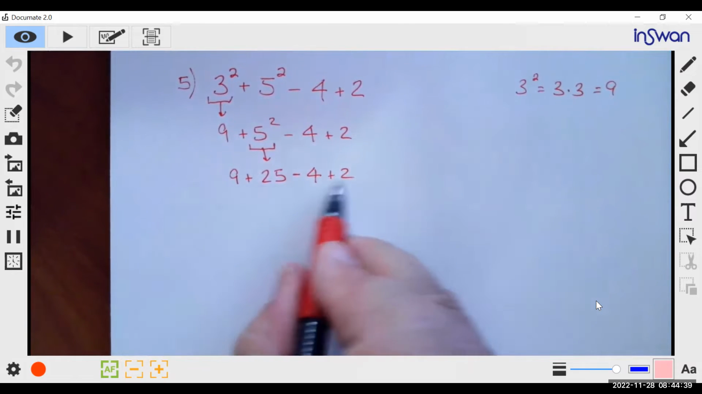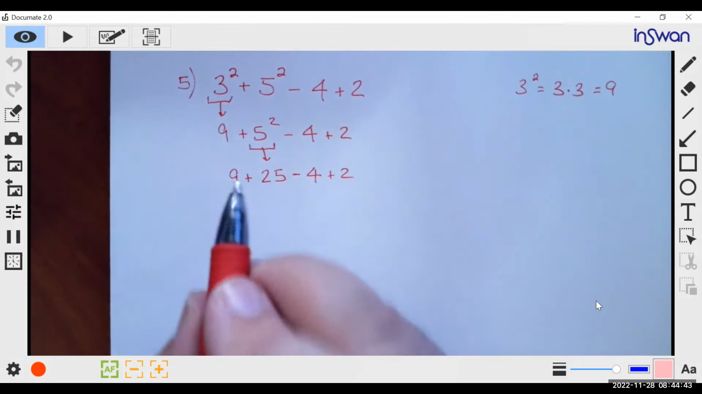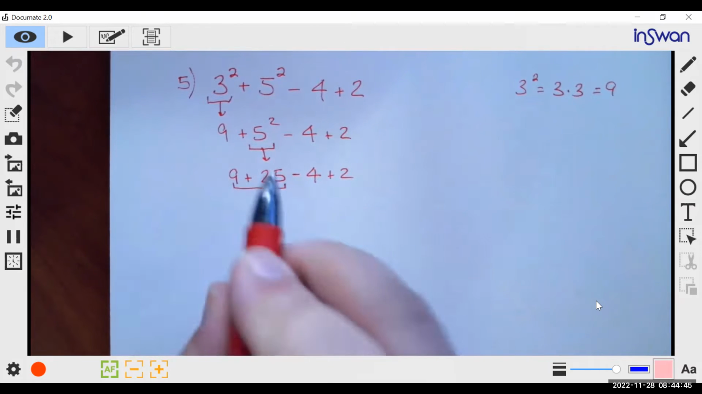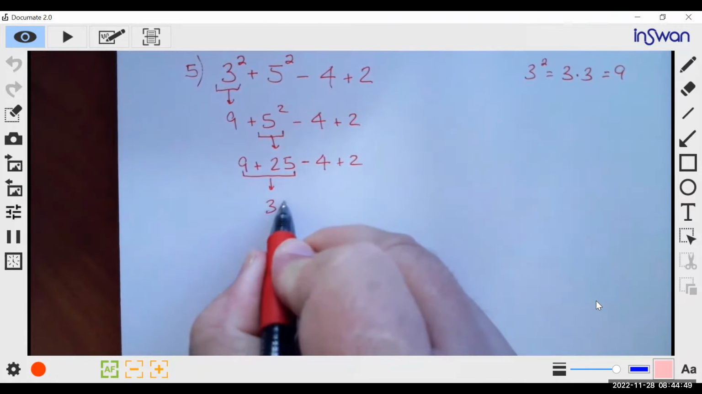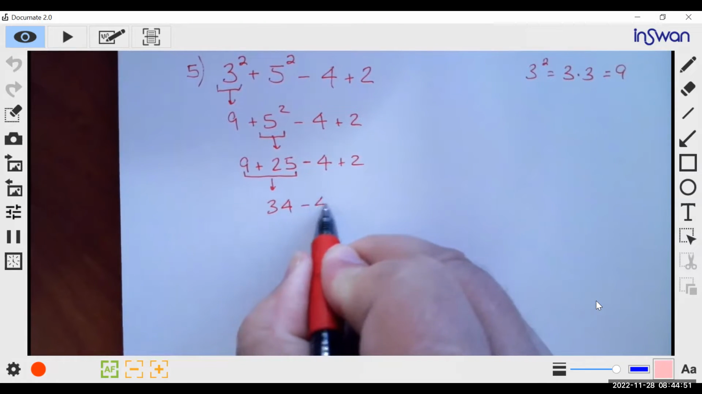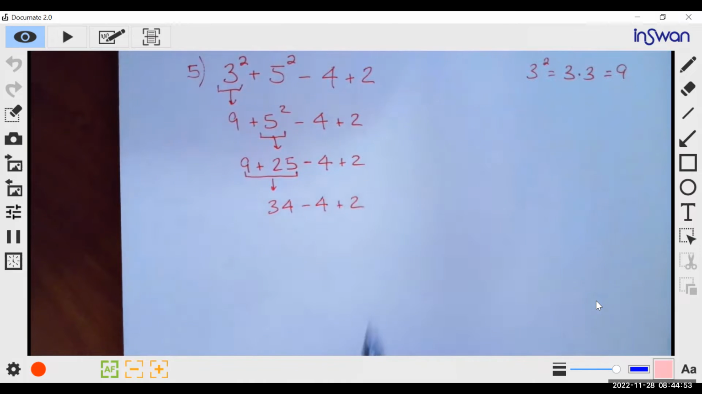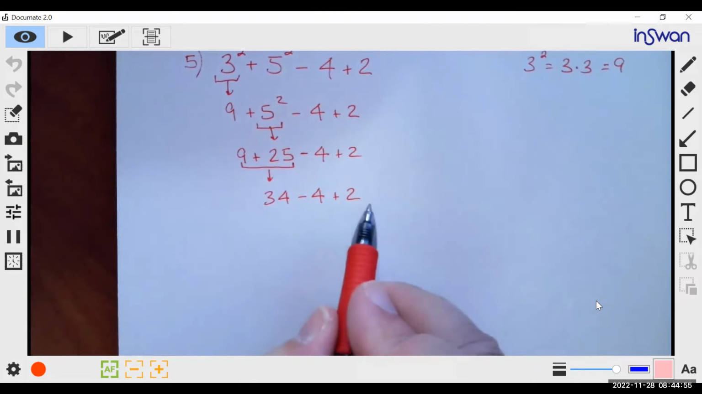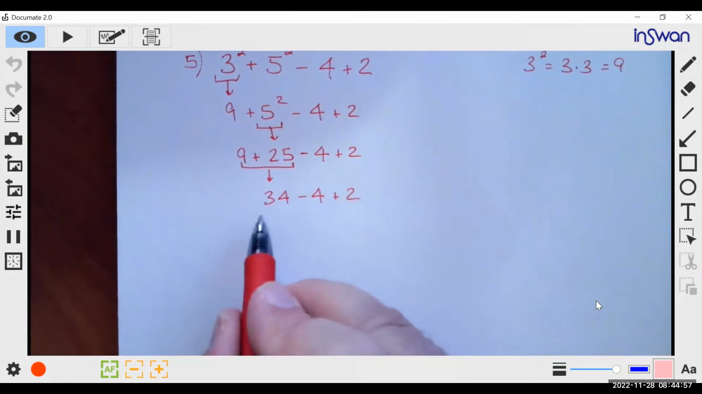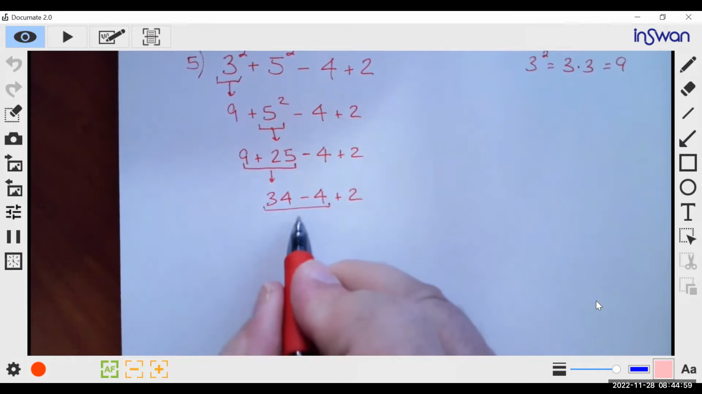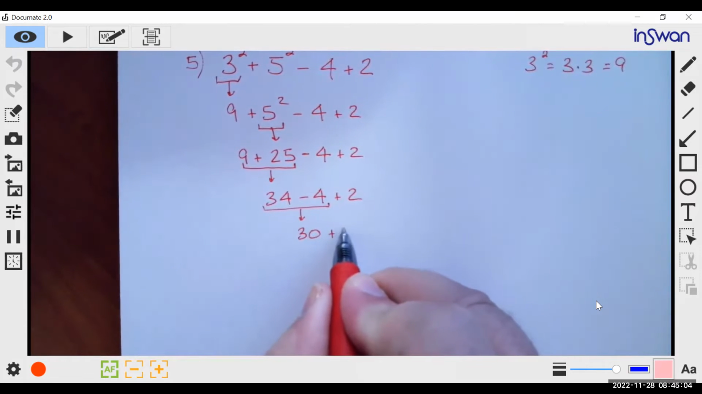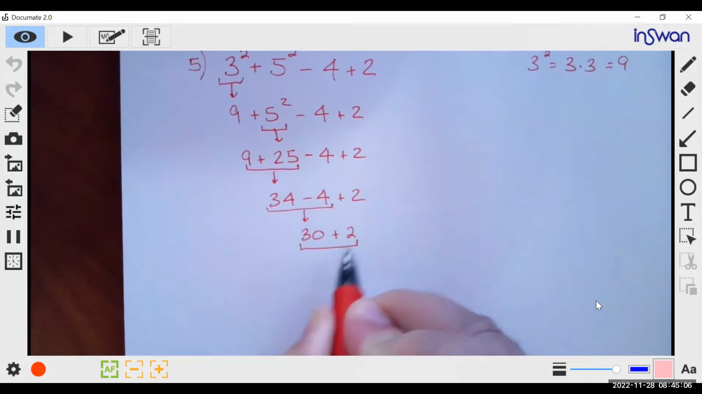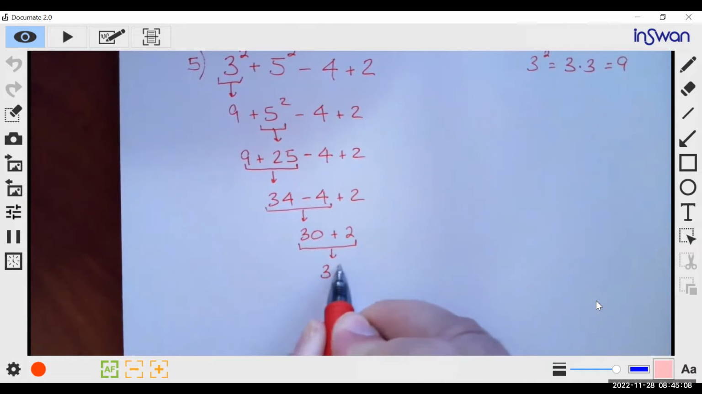Left to right, special operations? No. Multiplication, division? No. How about addition, subtraction? Yeah, here's an addition. 9 plus 25 is 34. Left to right, special operations? No. Multiplication, division? No. Subtraction. 34 minus 4 is 30. 30 plus 2 is 32.